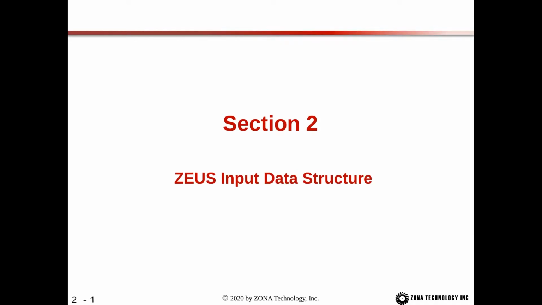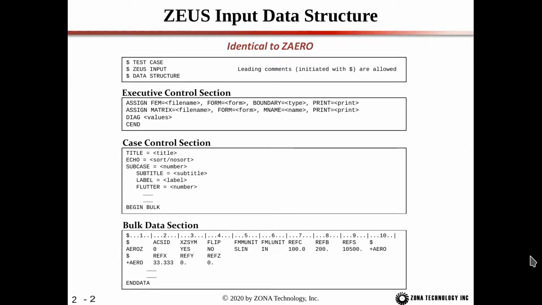Let's continue ZEUS training. Section 2, ZEUS input data structure. So the ZEUS input data structure is identical to that of ZEUS. We can have comments scattered throughout the entire input deck, and then we have the input deck split into three sections. We have the executive control section, the case control section, and the bulk data section.